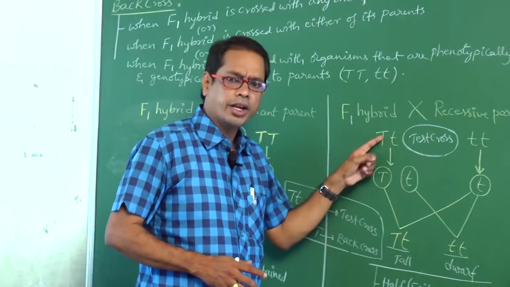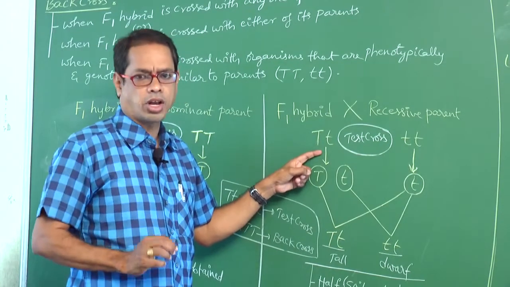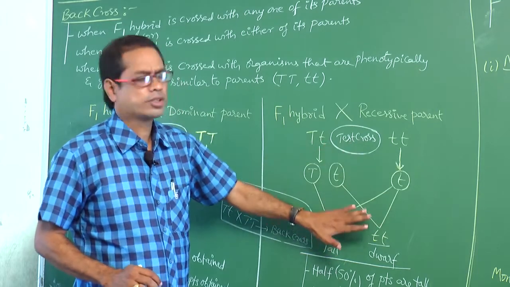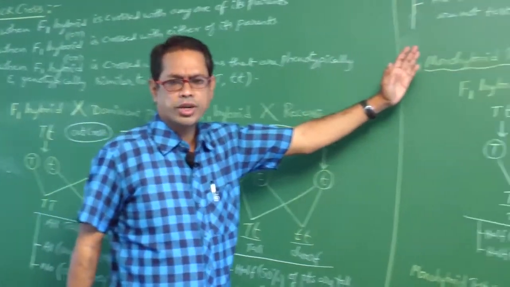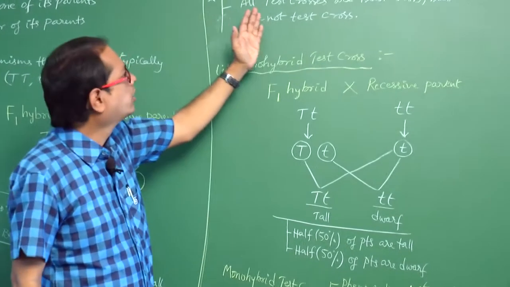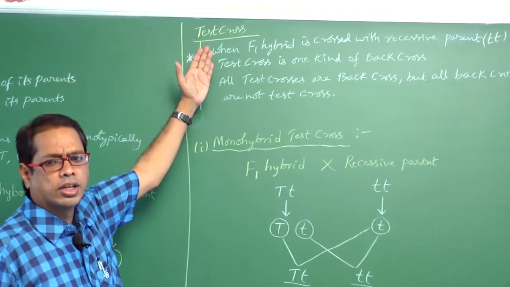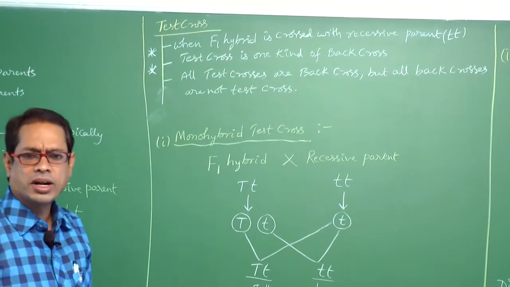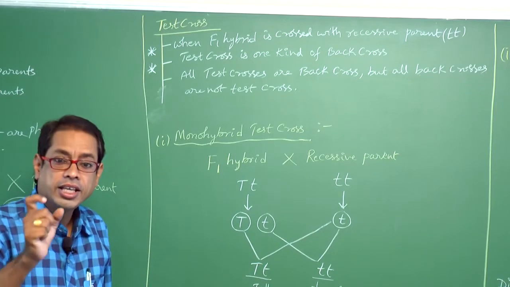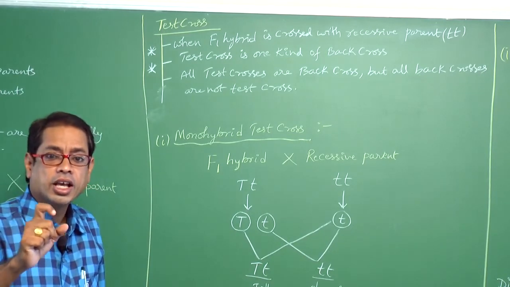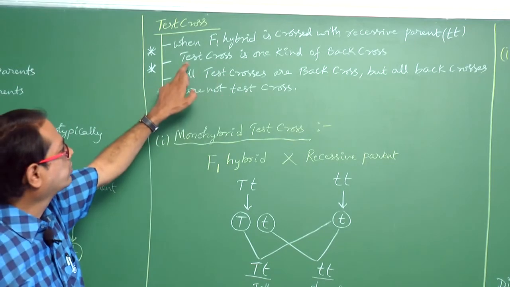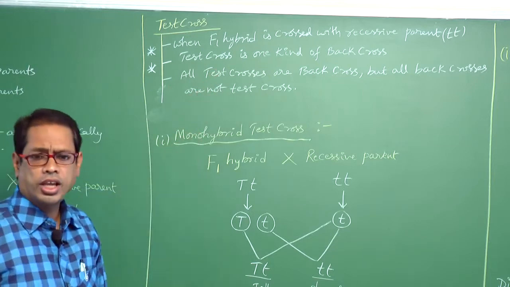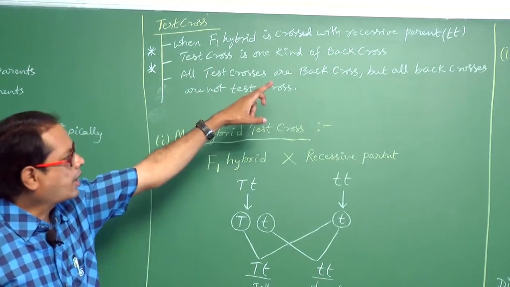Right. So, this is one hybrid, so it is called monohybrid cross. So, this is monohybrid test cross. See, look at here, my dear students. Test cross. When F1 hybrid is crossed with recessive parent, what is the test cross? When F1 parent is crossed with recessive parent, test cross is one kind of back cross.